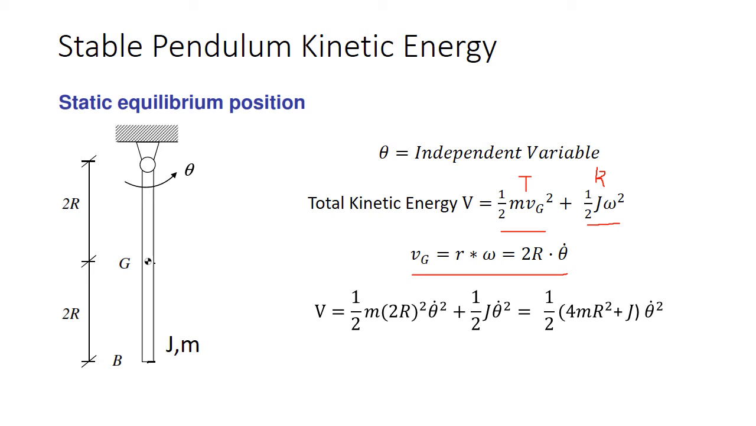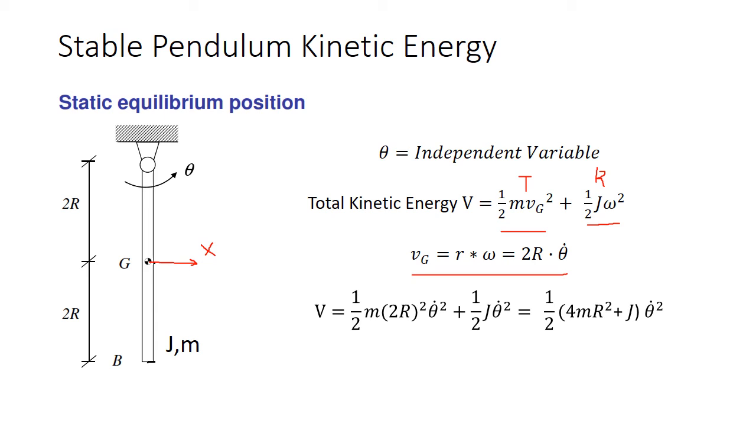So the total kinetic energy equation can be written in terms of either one of the independent variables. In this system there are two independent variables, x, that is the displacement of the center of mass, and theta, that is the angular displacement of the compound pendulum.